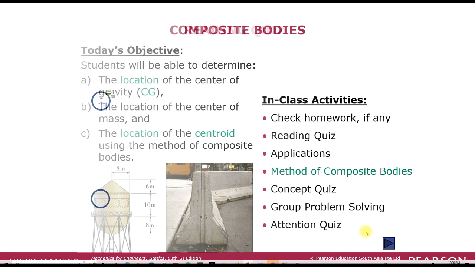Again, this will apply the same. If we replace weight W here with m for mass, we will get the value for mass, and for shape area, we can find the centroid.